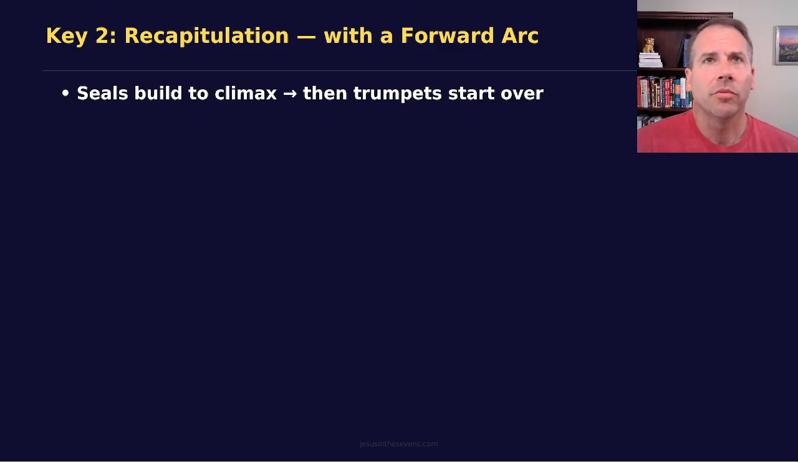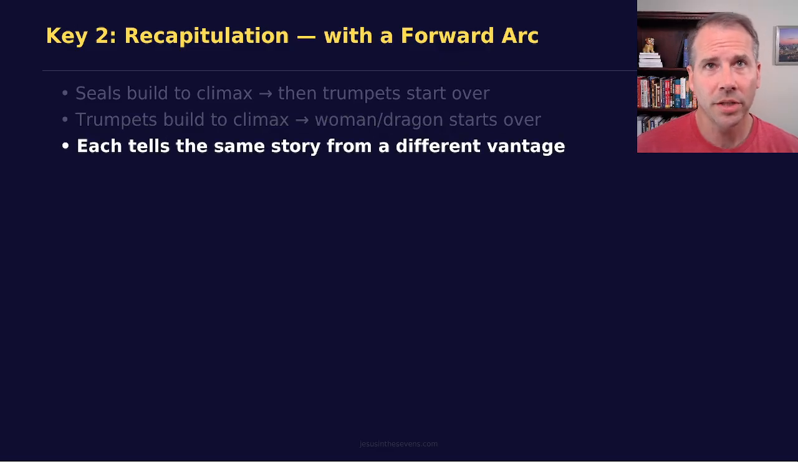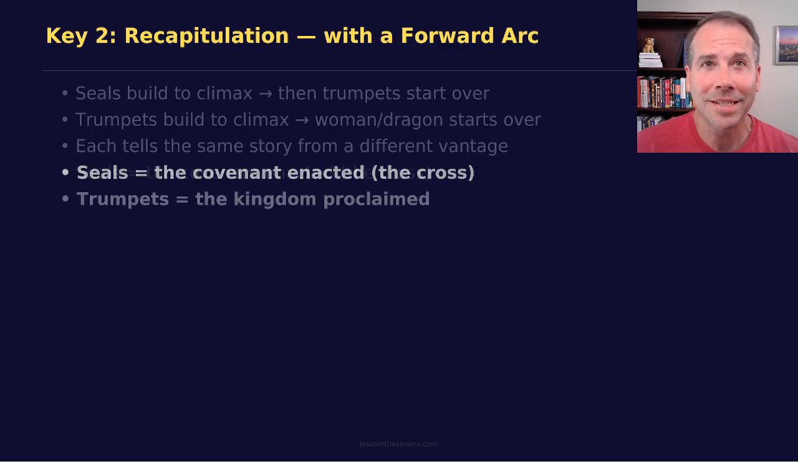So, for example, recapitulation: the seals build to a climax, but then the trumpets start over. They sort of start to cover the same period. The trumpets build, but then the woman and the dragon in chapters 12 and 13 starts over and even goes all the way back to the birth of Jesus. So each tells the same story from a different vantage point, and that's useful to know. The seals represent the covenant enacted, kind of the starting point of the second half of the 70th seven, which is the cross, and sort of putting that in place, authorizing a sort of judicial effect or perspective, which makes sense, right? Because it's seals.